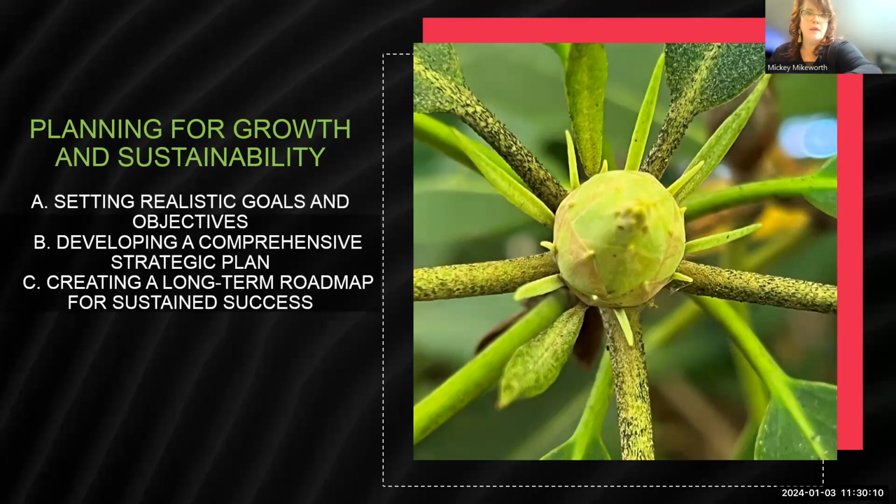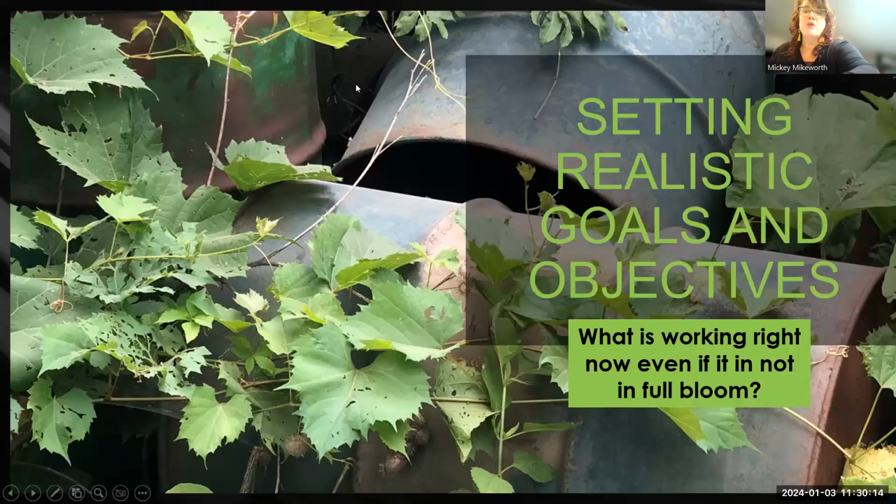So this is one you can just take a picture of because we're moving through. One of the things that I want you to think about is realistic goal setting. And the secret sauce, the secret kind of under there, I would look at is what's working right now, even if it's not already blooming.